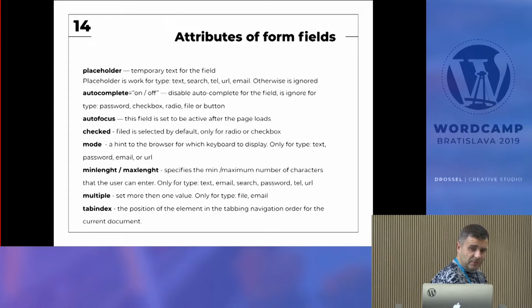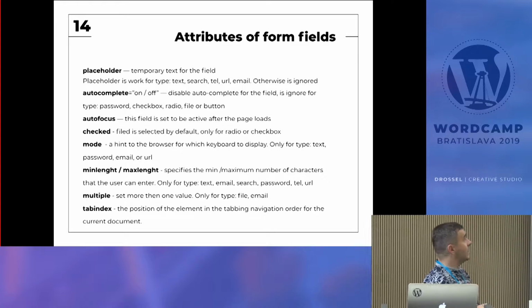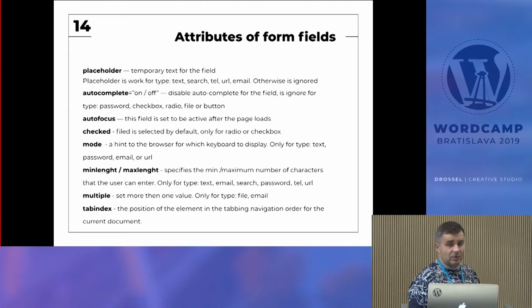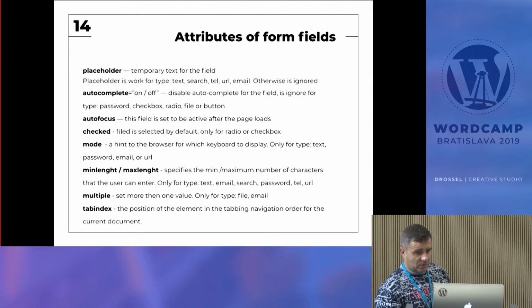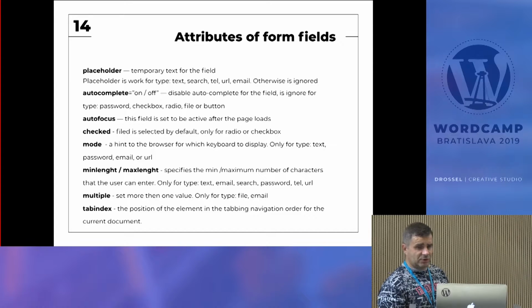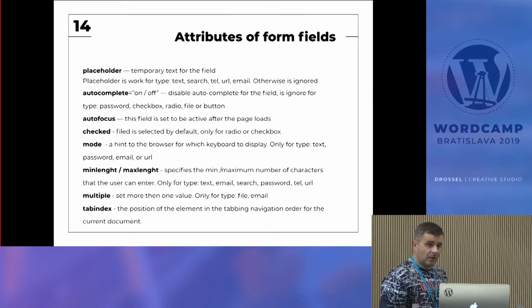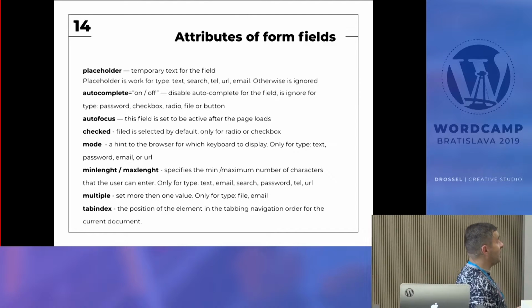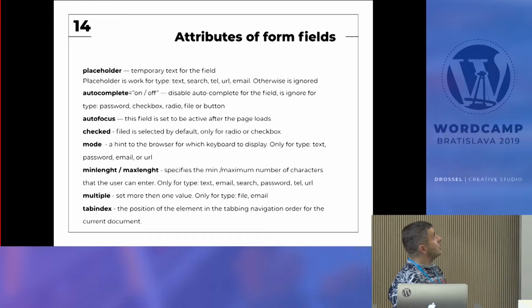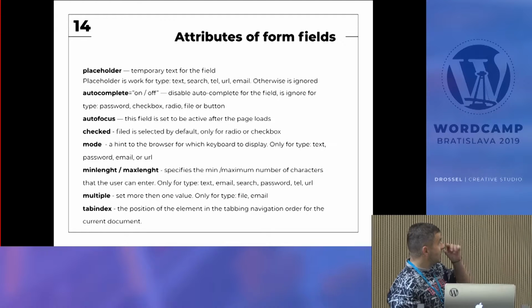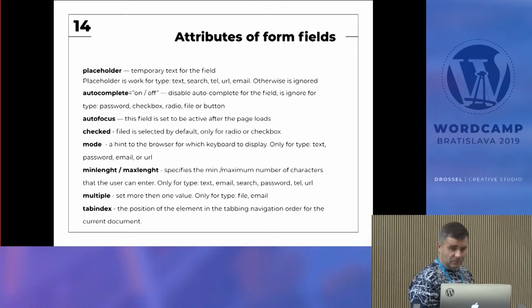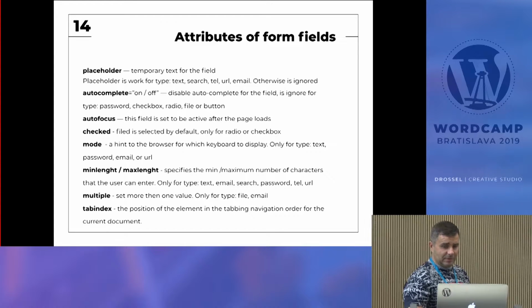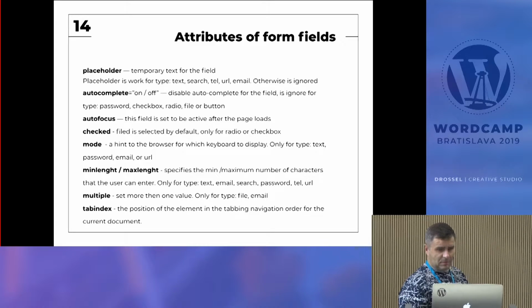Min length and max length specify the minimum and maximum characters that can be entered in our fields. And it only works for text, search, password, URL. Multiple works only for two types of fields, file and email. When we put this attribute, we can select more than one file. And tab index sets the position of the element when tabbing in navigation.